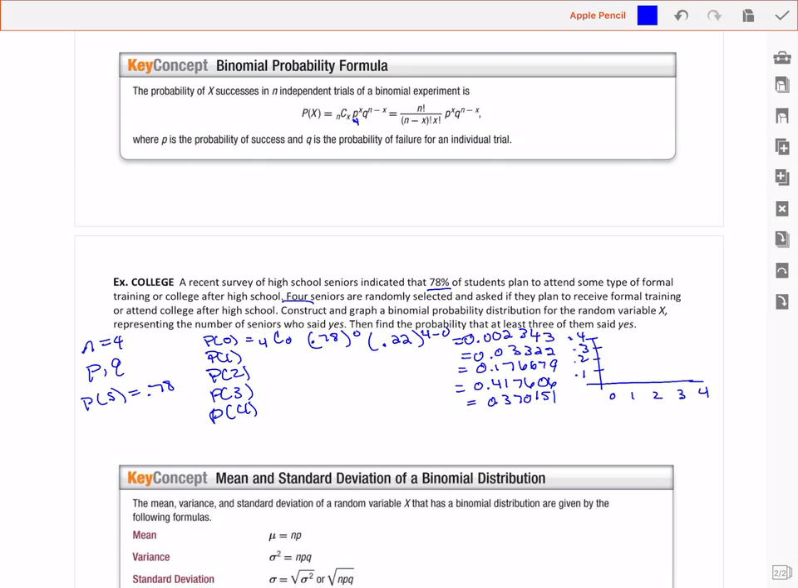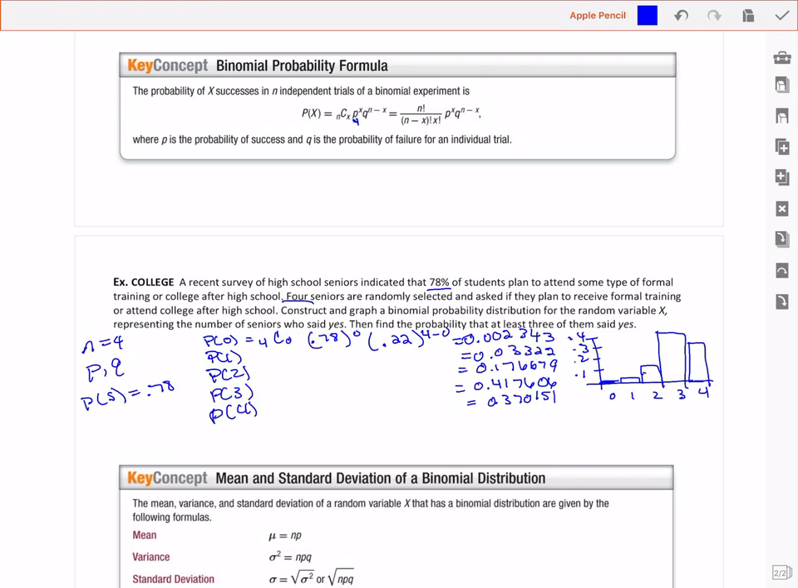Okay, the probability that 0 people of those 4 said yes is 0.002. That only 1 did was 0.03. 2 would be 0.17, so it's going up a little. 3 is 0.417. And 4 is 0.37. Okay, so there we go.